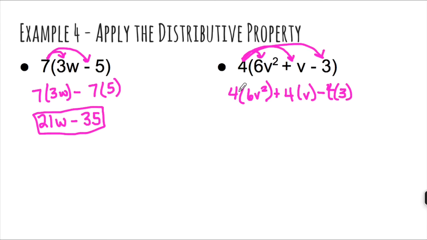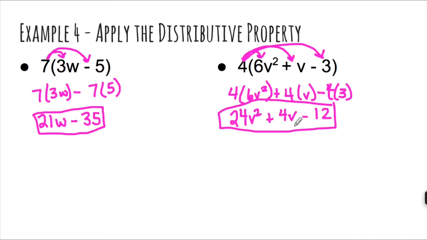And now I can simplify 4 times 6v. It only applies to the coefficient number out front, so that's 24v squared. 4 times v is 4v, and 4 times 3 is 12. This is in simplest form. This one has a 2 and this one doesn't, so they can't combine. There is our simplest form.